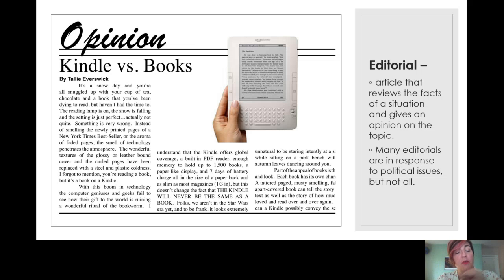Like this example, this was an opinion piece about Kindles versus books. And if you happen to look in that second column, in all caps, the writer says the Kindle will never be the same as books. So he talks about all the great things and how technology is cool, but in his opinion, books are still better, and he gives several reasons why. So editorials take the opinion that the writer has, and they have to use facts to support that.